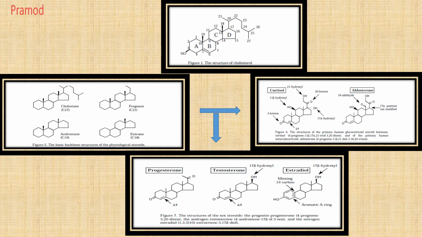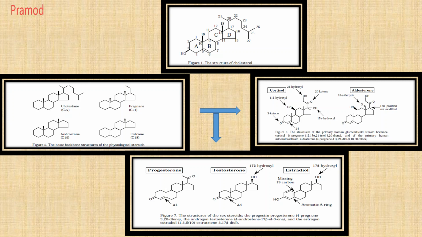Now let's go to the steroidal hormones. The steroidal hormones are three: progesterone, testosterone and estradiol. In the case of cholesterol, there is an OH at the 3rd position, a double bond at the 5th and 6th position, a methyl at 19 and 18 on the 10th and the 13th carbon of the ring, and at the 17th position it contains a branched alkyl group.